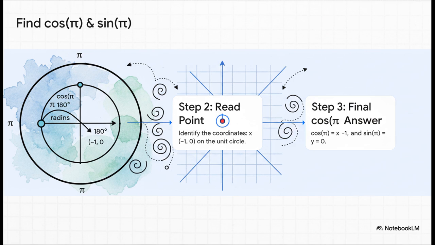Okay, got it. What's the point there? It's -1, 0. And since we know cosine is the x and sine is the y, well, cos of pi must be -1 and sine of pi must be 0. See? It's really that straightforward.